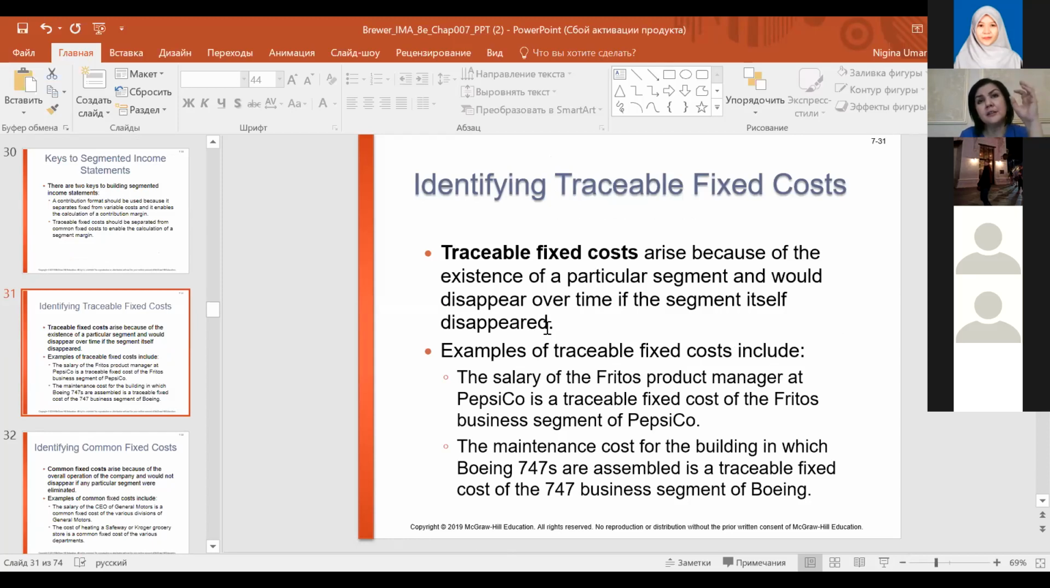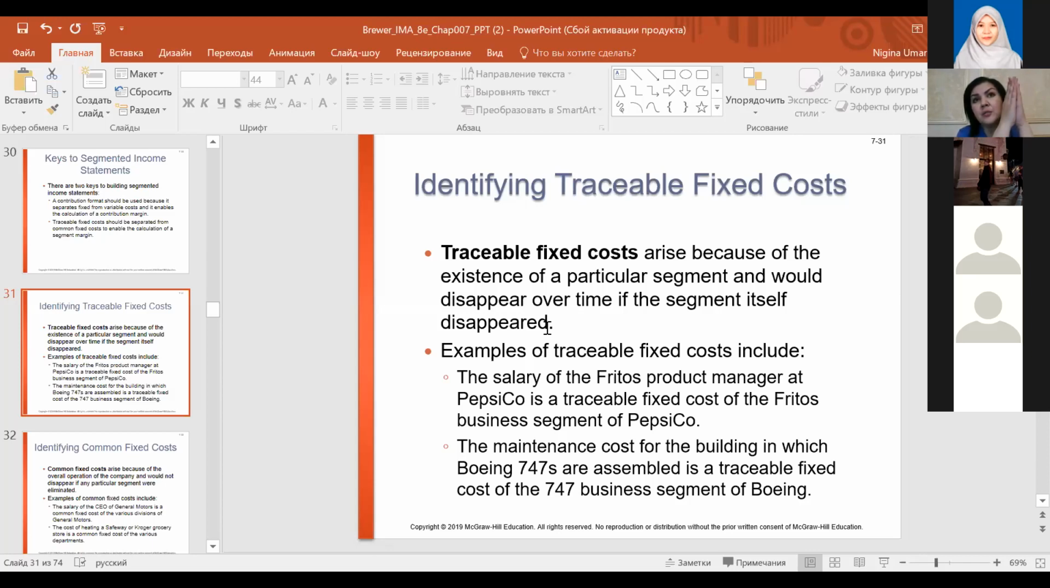So if it's easily traceable to a segment, then if the segment disappears, let's say a division of a transnational corporation, a division which is in Uzbekistan, for example, is closed, then this traceable fixed cost will totally disappear. Examples of traceable fixed costs. The salary of the Fritos product manager at PepsiCo is a traceable fixed cost of the Fritos business segment.